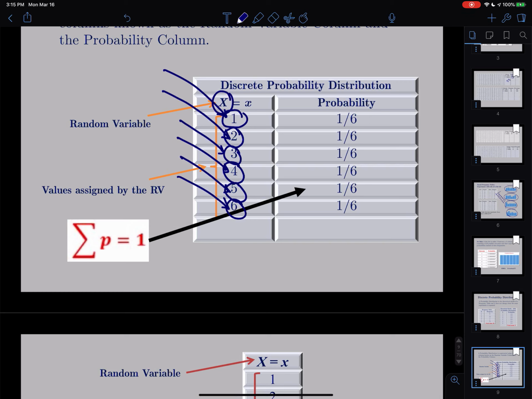There's always a hint you can use, or a self-check: when you calculate all the probabilities in a probability distribution, they all have to add up to 1. If they don't, that means you've made an error. This will be used later on to compute one of the probabilities if it's missing. We'll talk about that when we get to it.